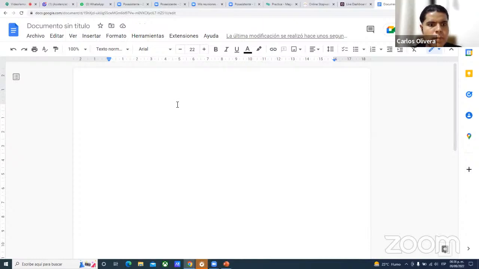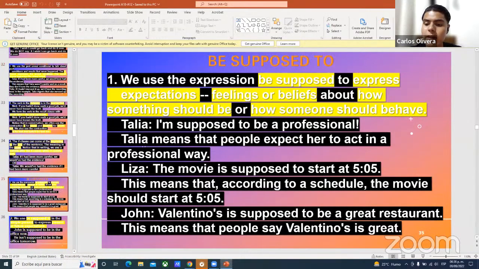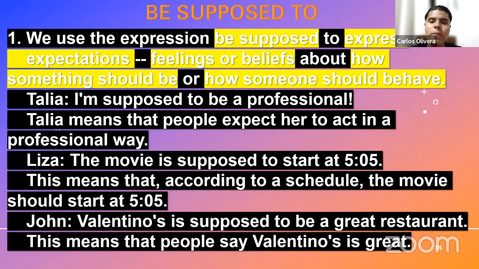Fantastic. So we're going to start with a new topic, and the topic is this one. This is a very interesting topic, by the way. It's an expression that personally I use very much, and I think it is a very good accessory, let's say, for our speaking.